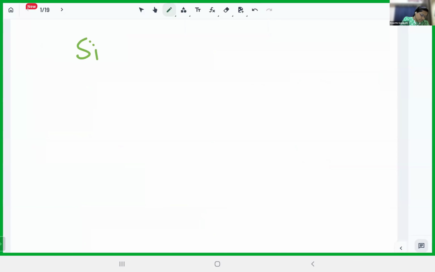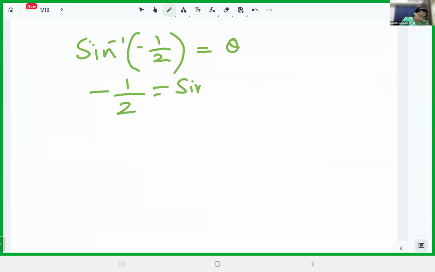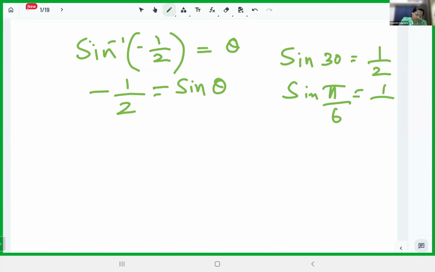Now, the third part is sine inverse of minus 1 by 2. Let sine inverse of minus 1 by 2 be theta. So, we can write minus 1 by 2 is equal to sine theta. Now, consider which value of theta will make the sine function 1 by 2. Sine 30 degree is equal to 1 by 2, right? That is sine pi by 6 is equal to 1 by 2.